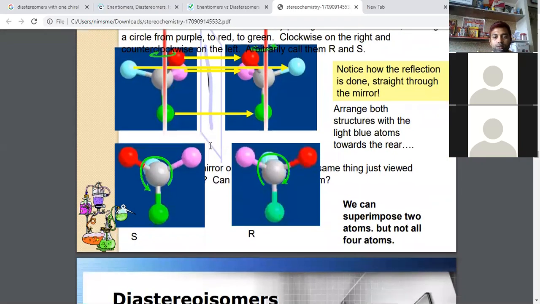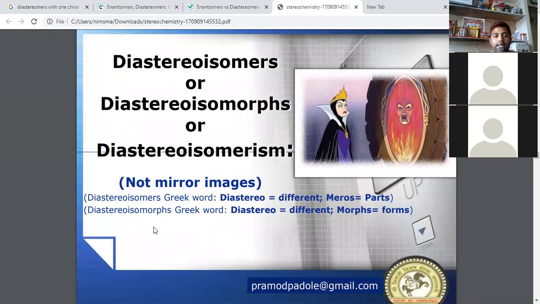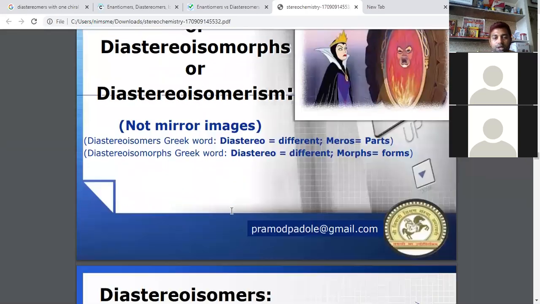We have already discussed this one. Now we'll discuss diastereomers, or diastereoisomerism. What are diastereomers? Diastereo is a Greek word meaning different, and meros means parts. In other words, different forms. Diastereoisomers are not mirror images.